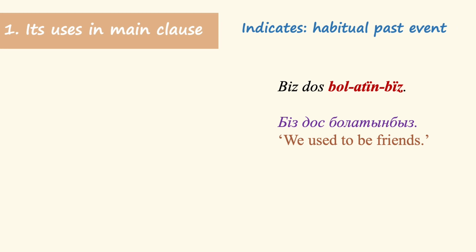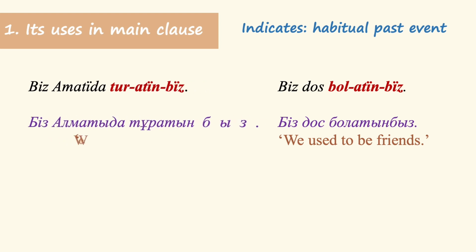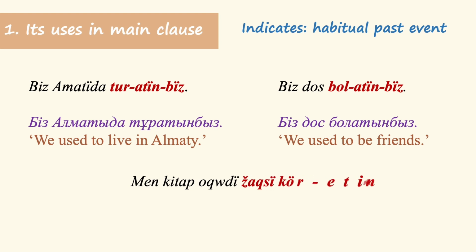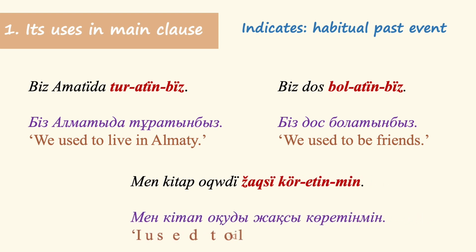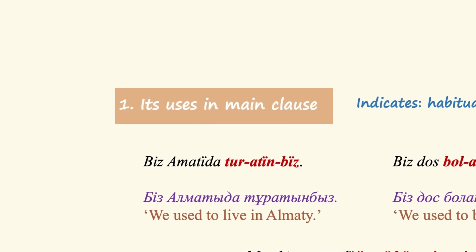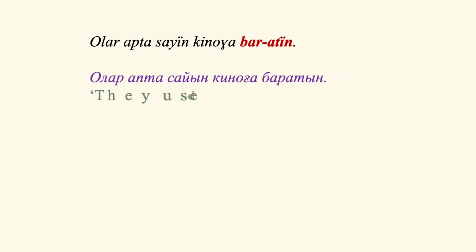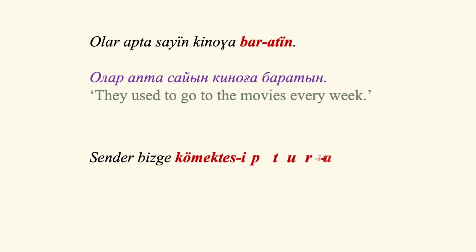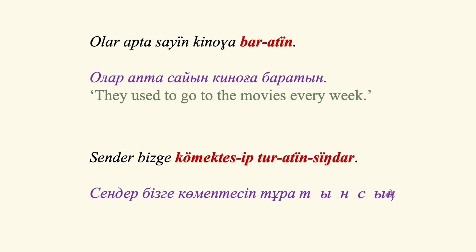Biz дос болатынбыз, we used to be friends. Biz Алматыда тұратынбыз, we used to live in Almaty. Мен кітап оқуды жақсы көретінмін, I used to like reading books. Олар апта сайын киноға баратын, they used to go to the movies every week. Сендер бізге көмектесіп тұратынсыңдар, you used to help us.